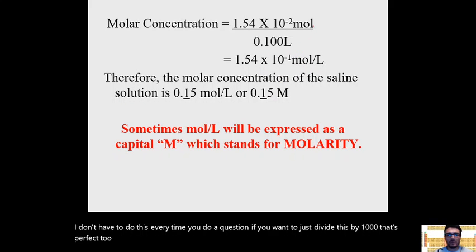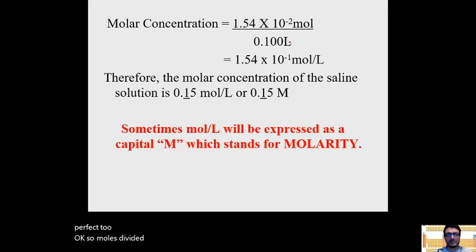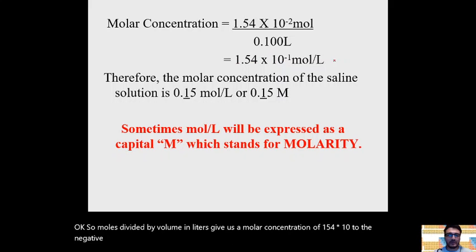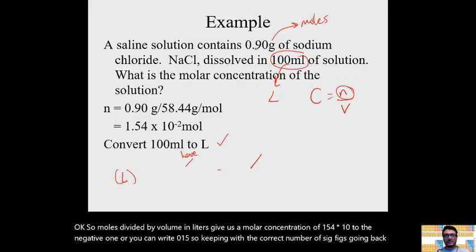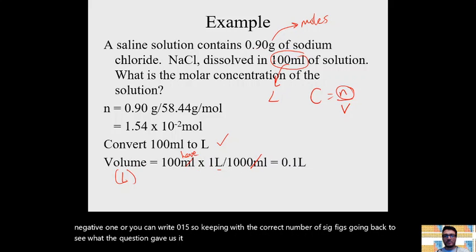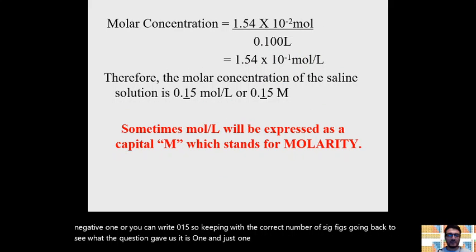Okay, so moles divided by volume in liters gives us a molar concentration of 1.54 times 10 to the negative 1, or you can write 0.15. So keeping with the correct number of sig figs, going back to see what the question gave us, it is 1 and just 1. So 1 sig fig is what you would round that to.